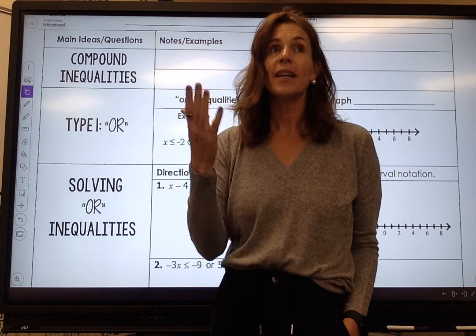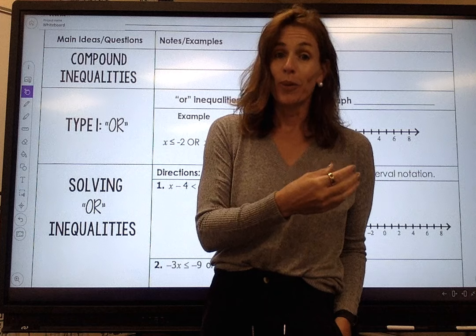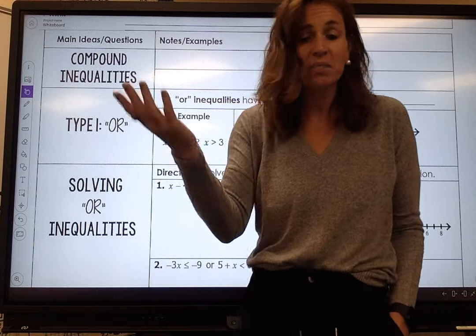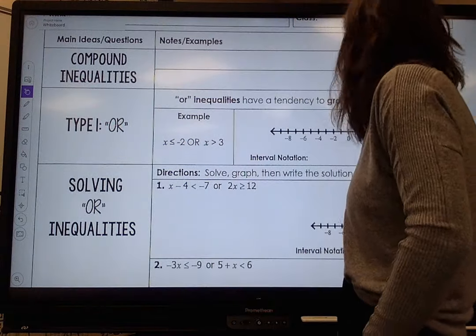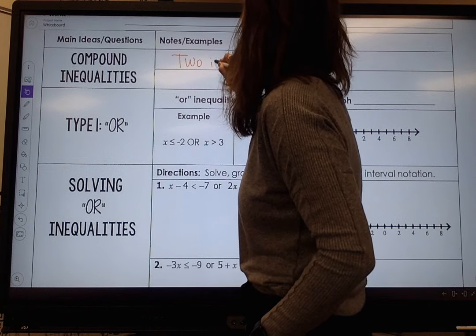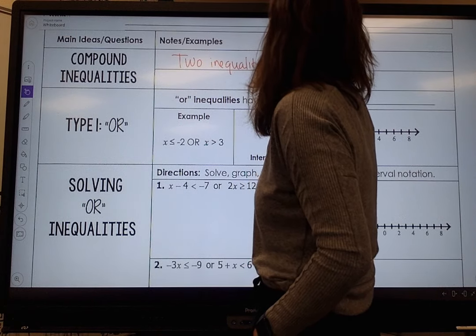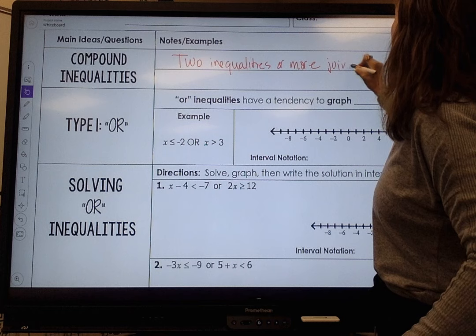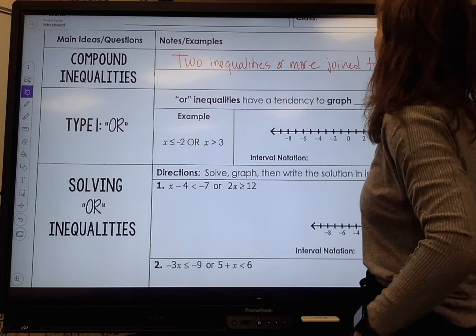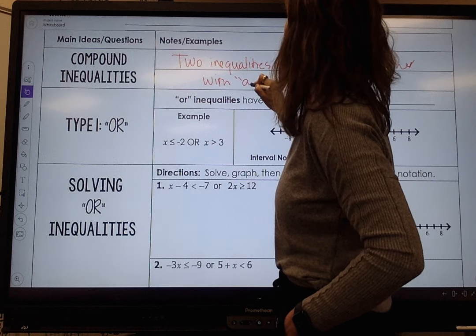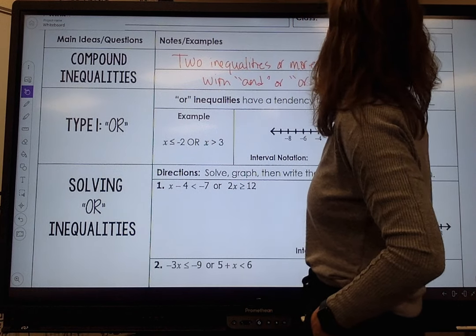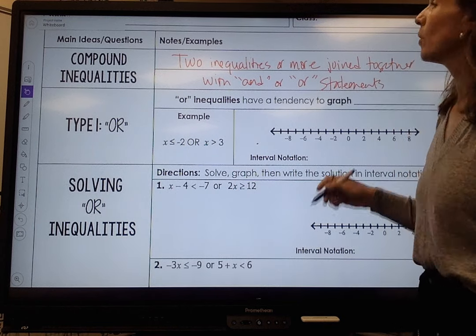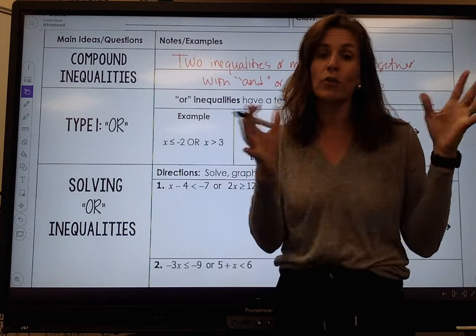Now that we know what interval notation is, and with one inequality statement, now we're going to be looking at compound inequality statements. And what are compound inequality statements? It's just two inequalities or more joined together with and or or statements. Okay, so two or more inequalities, and they're going to be or statements or they're going to be and statements.